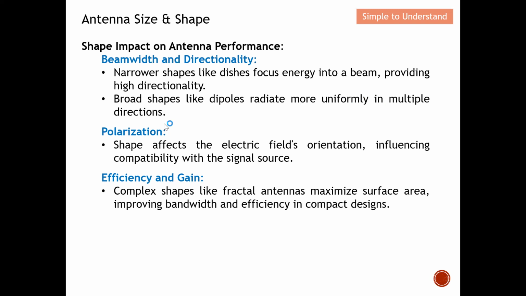As for polarization, we have vertical polarization and horizontal polarization. The shape will affect the E field orientation, and hence this will influence the compatibility with the signal source. Next, on efficiency and gain, complex shapes like the fractal antenna actually maximize the surface area, improving the bandwidth and also the efficiency in a compact design.